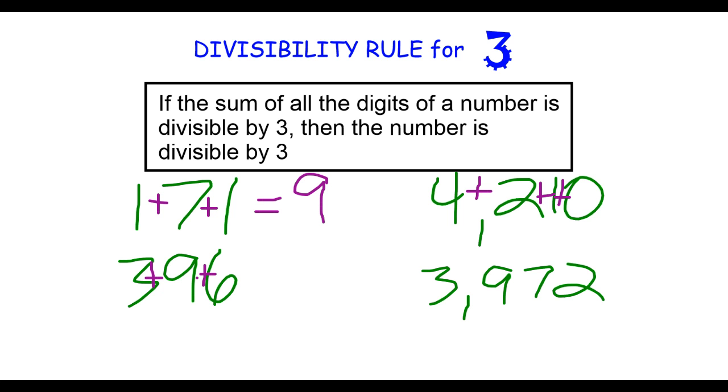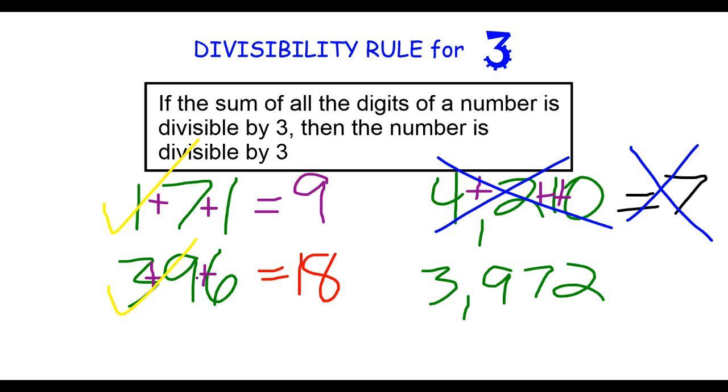9 can be divided by 3 without a remainder, so 171 is divisible by 3. For 396, 3 plus 9 plus 6 is 18. 18 can be divided by 3 without a remainder. Therefore, so can 396. 4,210, that sum is 7. 7 is not divisible by 3. So 4,210 is not divisible by 3. And then when we add up 3,972, we end up with a sum of 21. 21 is divisible by 3. Therefore, so is 3,972.